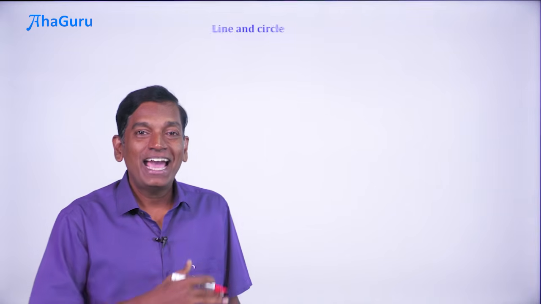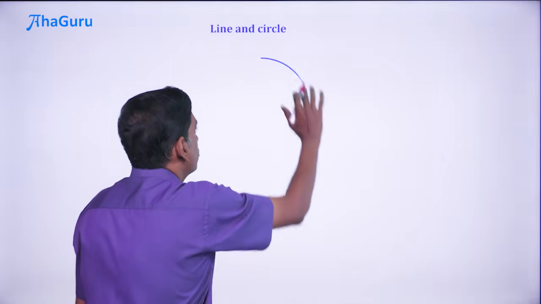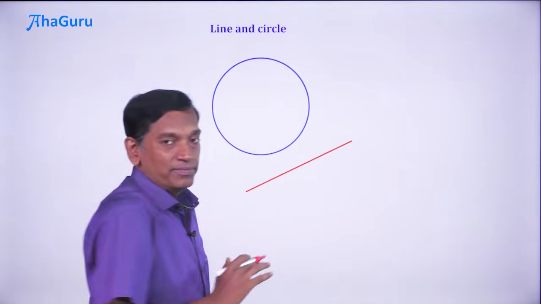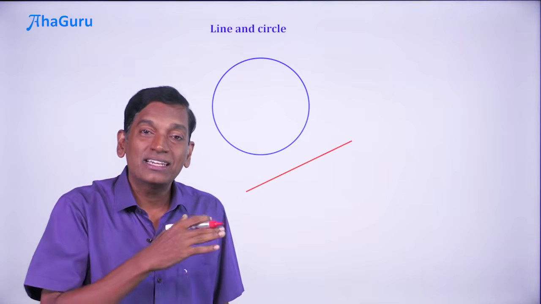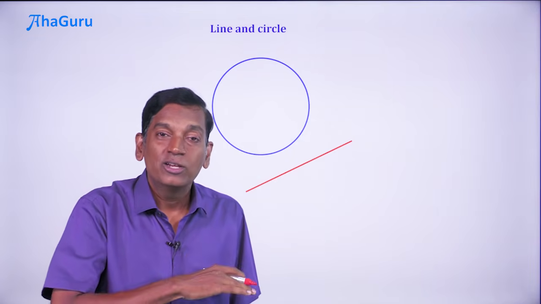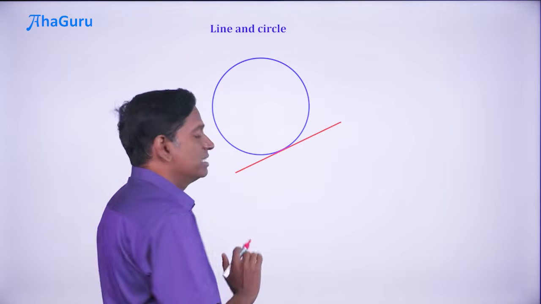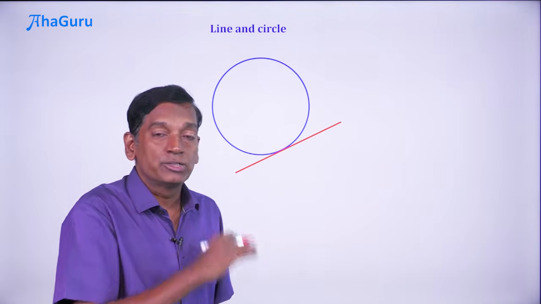Hello students, in this lesson we are going to learn about line and circle. What do we mean by that? Well, first let's draw a circle, okay, and let's draw a line like this, okay. Now you can see that this line neither cuts nor touches the circle, but if I move it a little bit like this, it becomes a tangent to the circle.